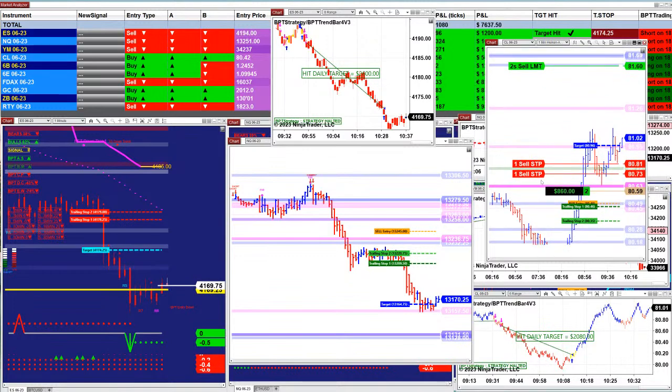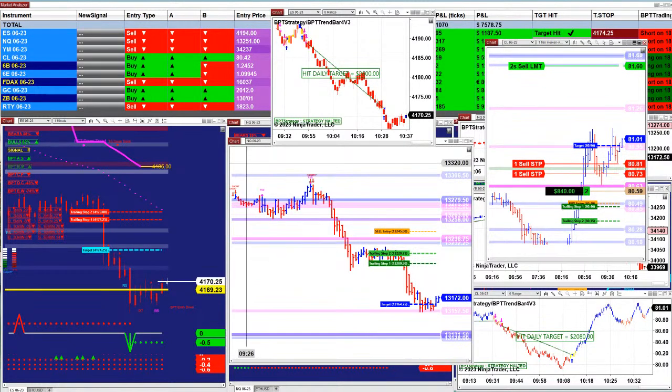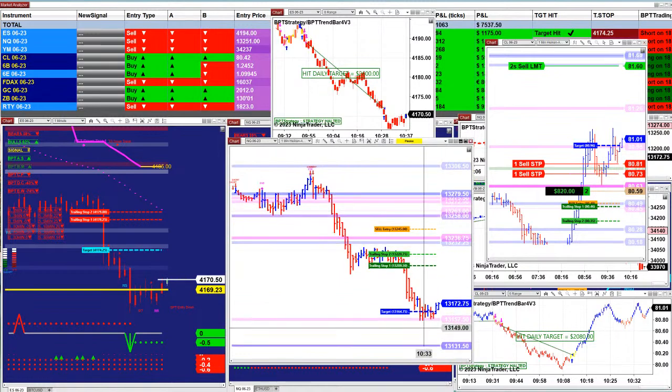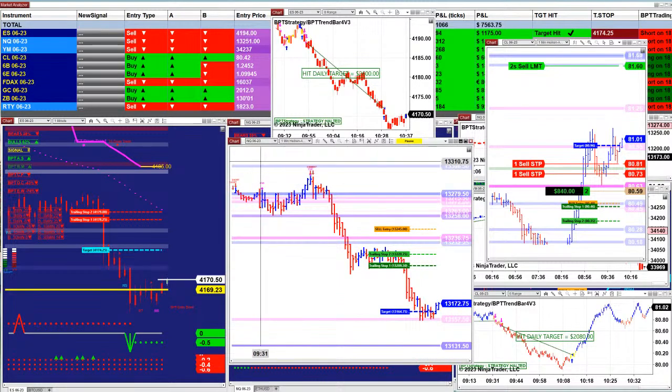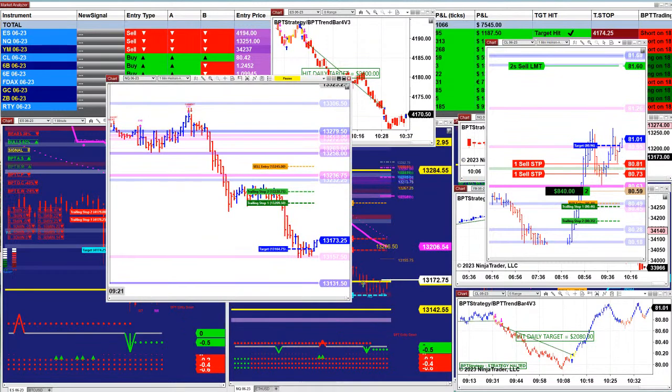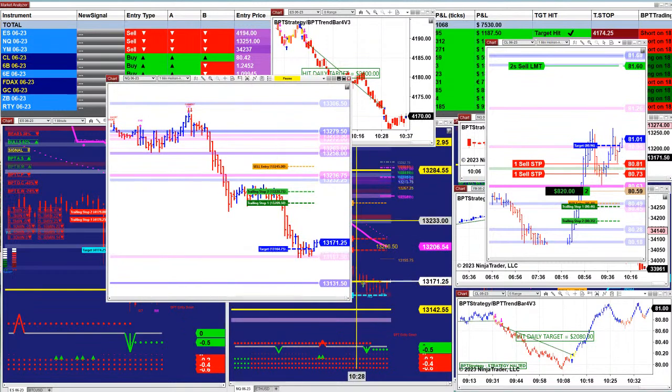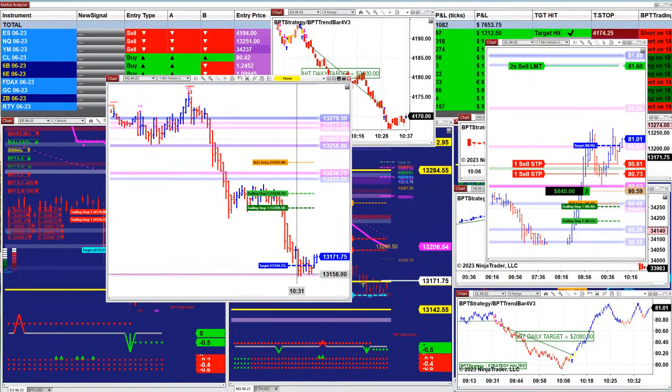So let's look at how it does it automatically. So this is where we hit the target, and we estimated today where the morning target on the Nasdaq is, and it is right in line where we estimated. Right in line. We are done.